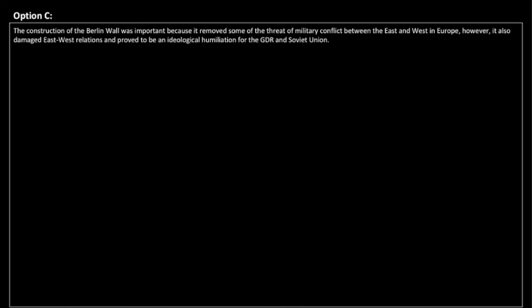Option C. The construction of the Berlin Wall was important because it removed some of the threat of military conflict between the East and West in Europe. However, it also damaged East-West relations and proved to be an ideological humiliation for the GDR and Soviet Union.